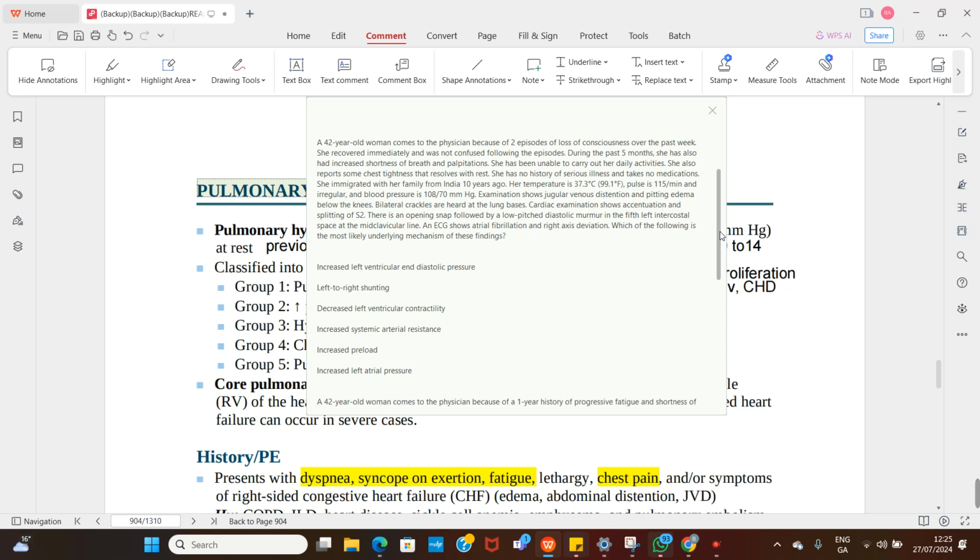Cardiac examination shows accentuation and splitting of S2. There is an opening snap followed by a low pitch diastolic murmur in the fifth left intercostal space, midclavicular line. ECG shows atrial fibrillation and RAD, right axis deviation. Which of the following is the most likely underlying mechanism of this disease? Anybody?